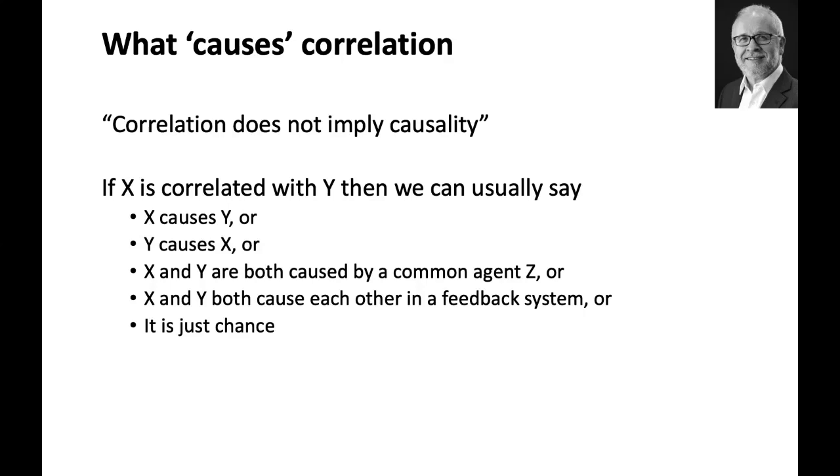What about this X and Y are both caused by a feedback system and X and Y are both caused by a common agent? Well, maybe we have a really hot summer. That hot summer causes an increase in the number of ice creams that are purchased. We also see an increase in the amount of sun cream that is purchased. There will be a strong correlation between the amount of ice cream purchased and the amount of sun cream purchased. But they're not causing each other. They are both caused by the weather change.